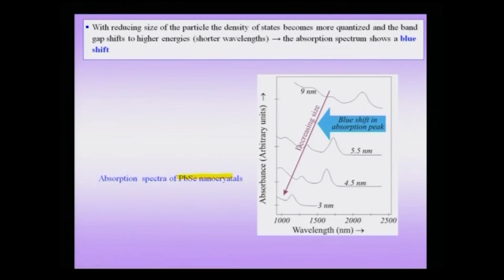Now, we have already noticed that the density of states becomes more quantized and the band gap shifts to higher energies, which is the root cause for this blue shift. In the case of PbSe nanocrystals, again we are plotting the wavelength as a function of the absorbance, and of course these curves have been shifted vertically so that we can make a comparison, and that is why the y axis is in arbitrary units.